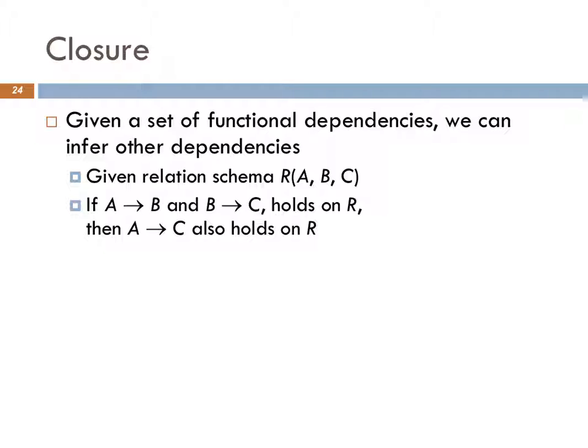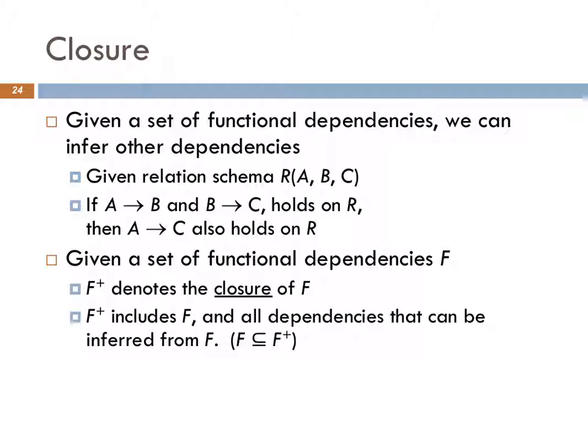So what we would like to be able to do is have a schema and a set of functional dependencies and see what we can infer from them. So the example on the slide is a nice simple one. A functionally determines B. B functionally determines C. If we know those two functional dependencies hold on a schema, then A functionally determines C will also hold on that schema. All right? So you can see that we can infer dependencies from other dependencies.